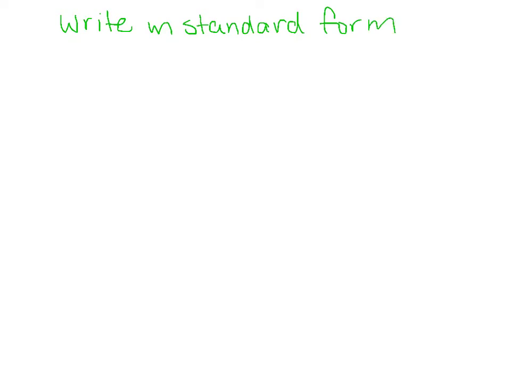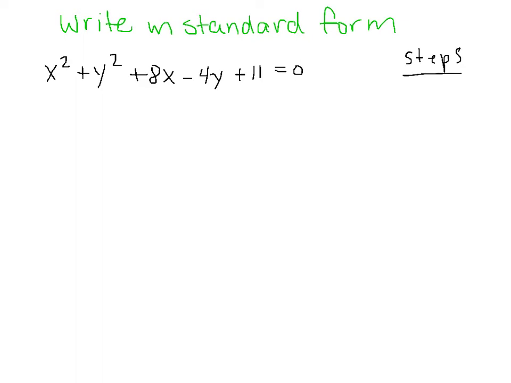So if I give you the equation x squared plus y squared plus 8x minus 4y plus 11 equals 0, we're going to go ahead and write some steps for this as well, so that way you know what to do each time you encounter this problem.